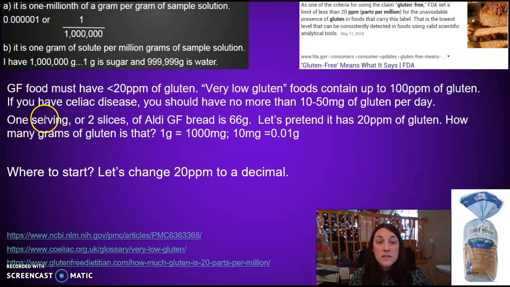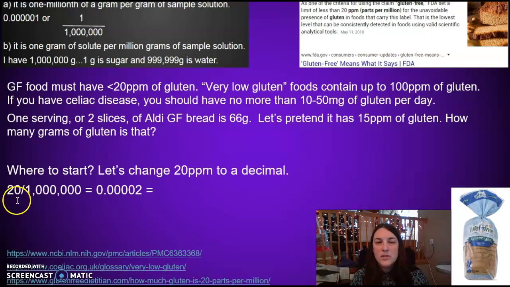All right, so let's pretend again that this brand of bread has 20 parts per million of gluten. How many grams of gluten does it have? Where to start? Well, let's change that 20 parts per million to a decimal. So how are you going to do that? Hit pause, see if you can figure it out.